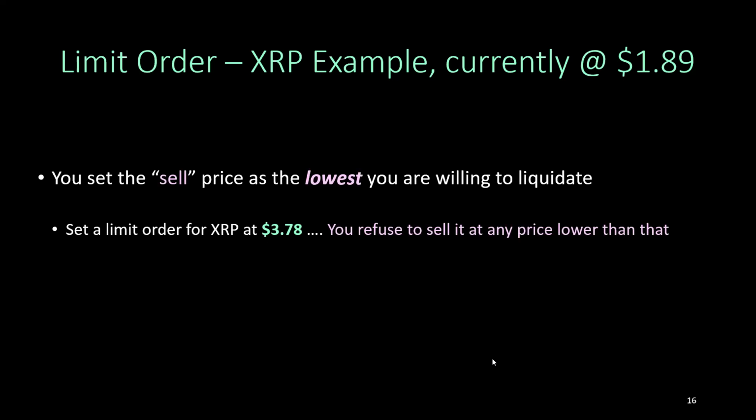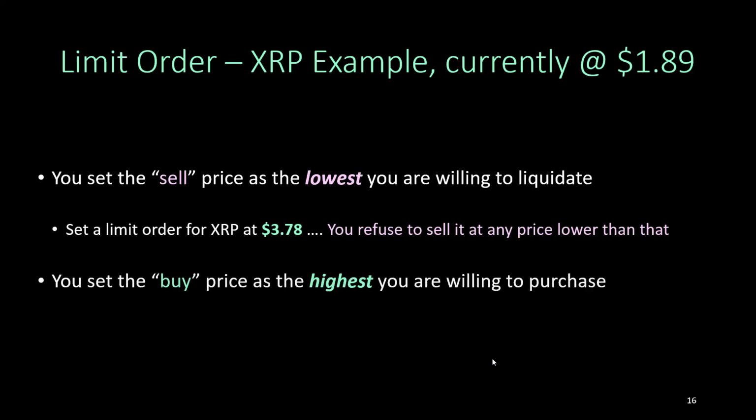Look at this, soak it in, because I'm going to do an example on the buy side. And if you're ready to buy XRP, you set the buy price as the highest price you are willing to purchase that asset. Now, we see 1.89 today.